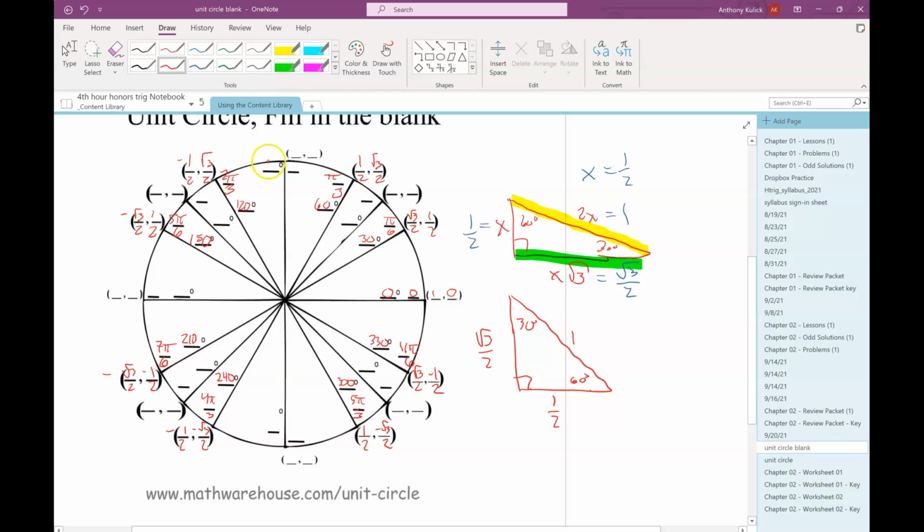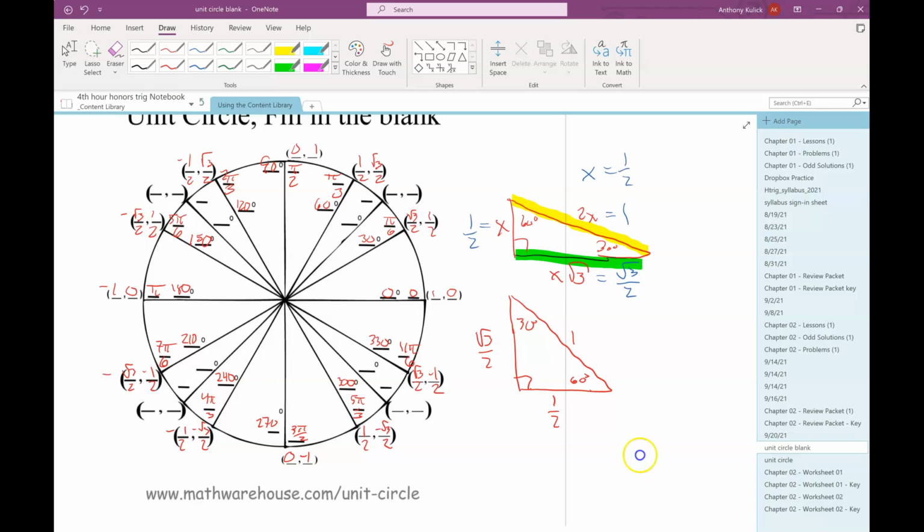I guess I should have filled in the rest of these quadrantal ones, huh? 90, or pi over 2, is 0, 1. Negative 1, 0 is 180, also known as pi radians. 0, negative 1 is 270, or 3 pi over 2 radians. Sorry, I should have done that in the beginning when we filled out 0 degrees.